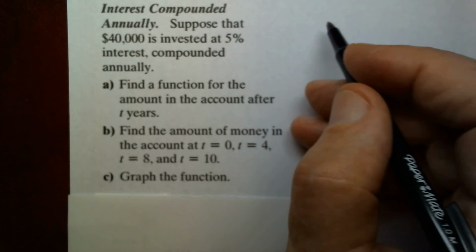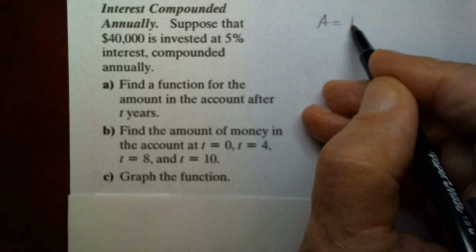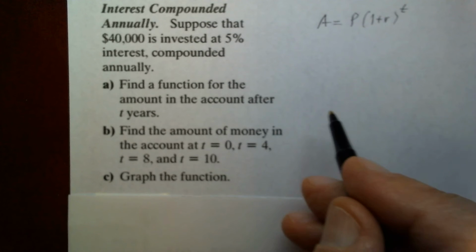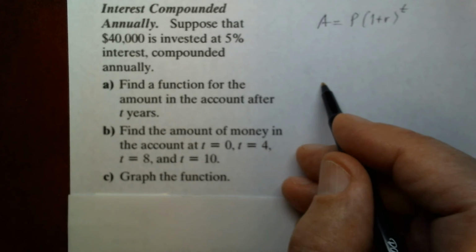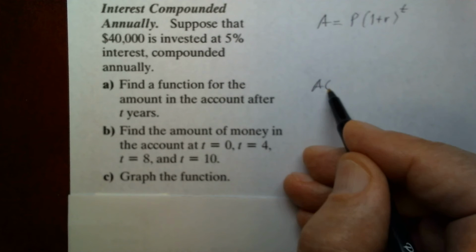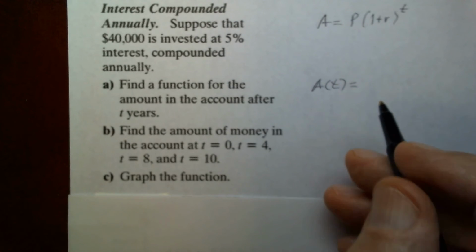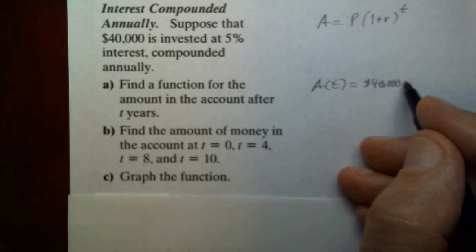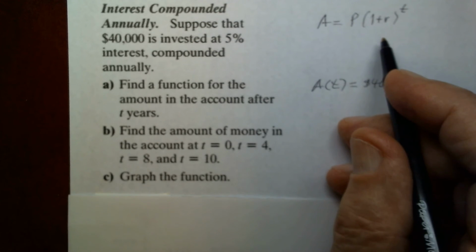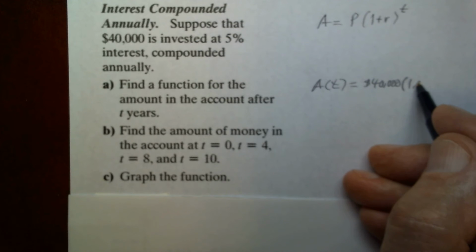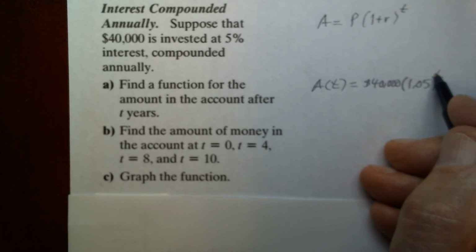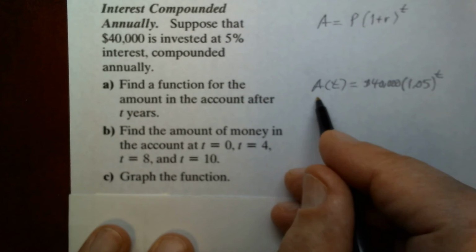So remembering that the general formula is A equals P times (1 plus r) to the t power, then in this case we have A of t equals 40,000 times, and since the interest rate is 5%, 1 plus 0.05 would be 1.05, so 1.05 to the t power. So that's the answer for A.